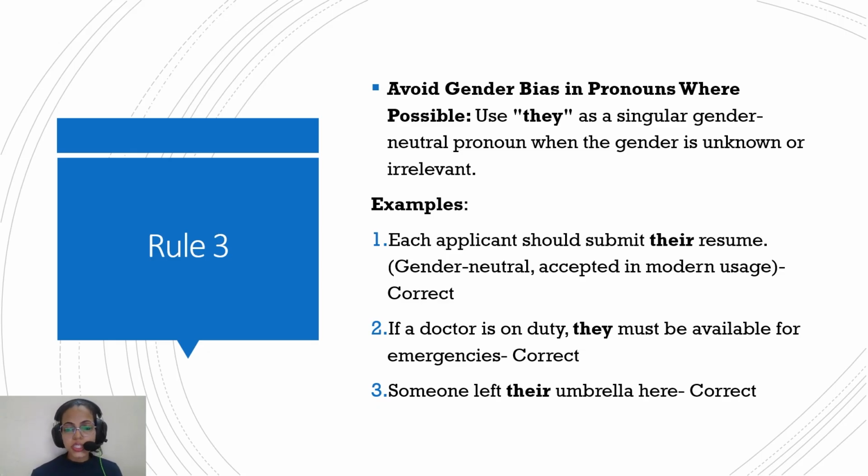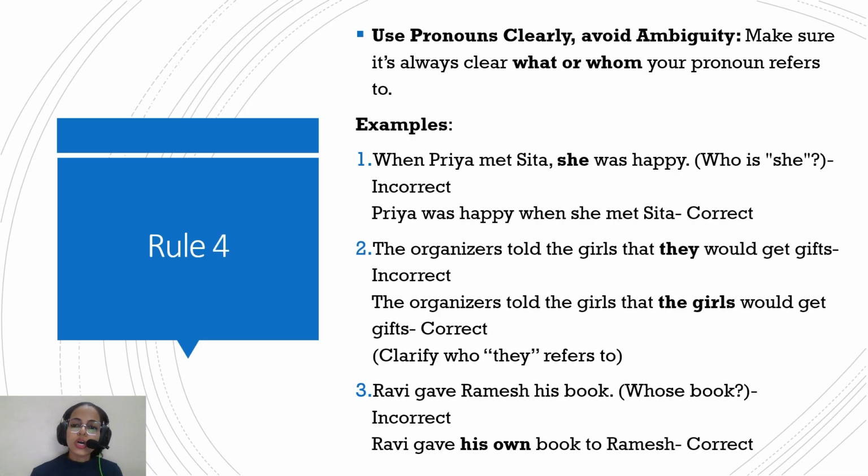If a doctor is on duty, they must be available for emergencies. So again they, because the doctor can be a male or a female, anyone. Someone left their umbrella in here. So like that. Rule 4: use pronouns clearly and avoid ambiguity.